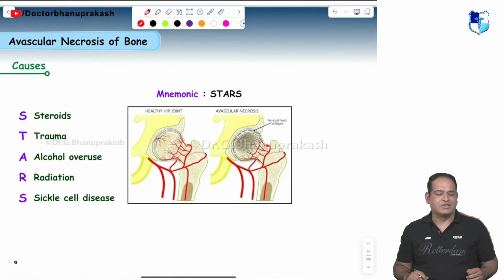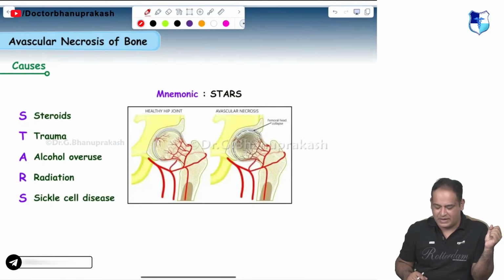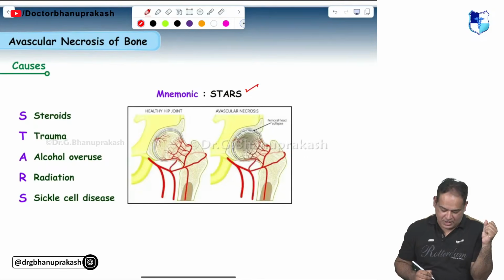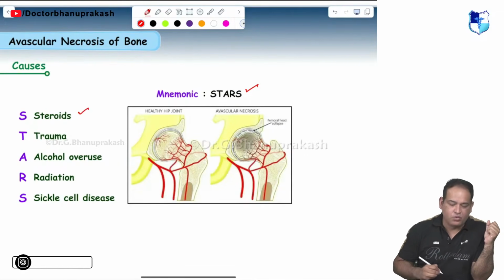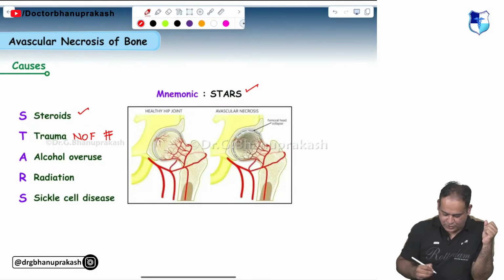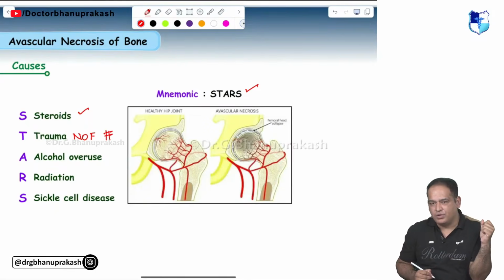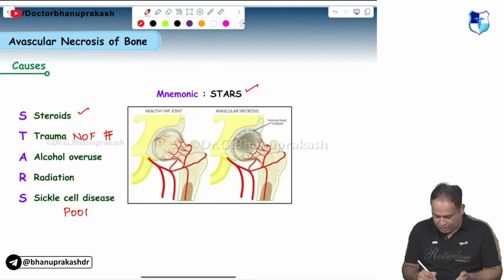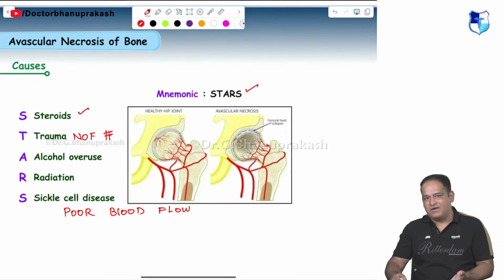Now, these are the causes of avascular necrosis. So there is a mnemonic which you can remember, STARS. So steroid overuse, trauma, for example, neck of femur fracture, alcohol overuse, radiation and sickle cell disease. What is the problem with sickle cell disease? With sickle cell disease, there is poor blood flow.